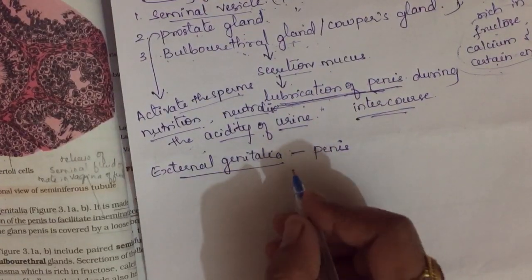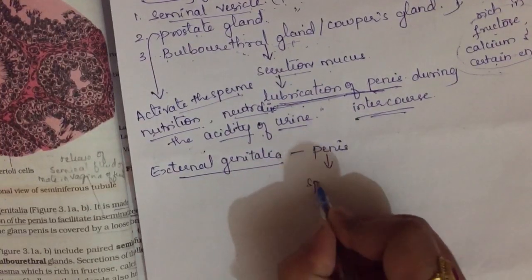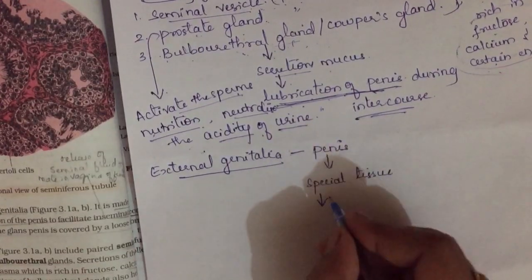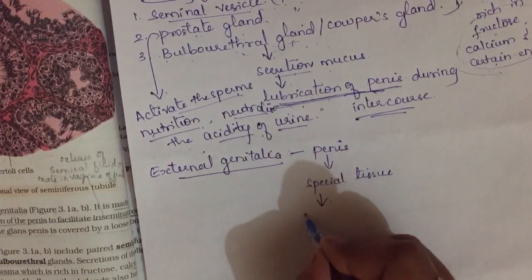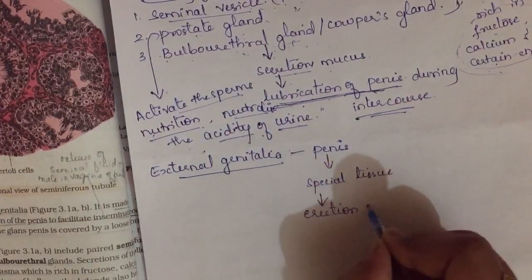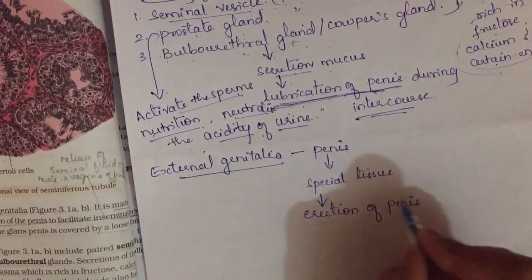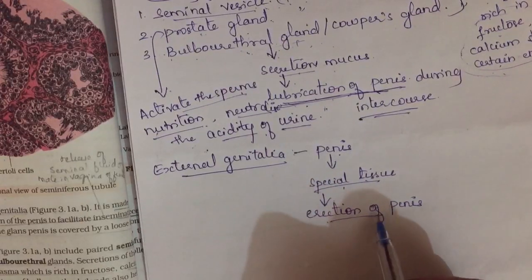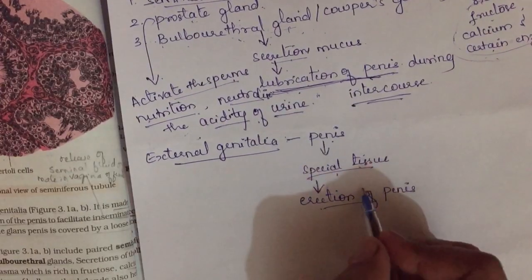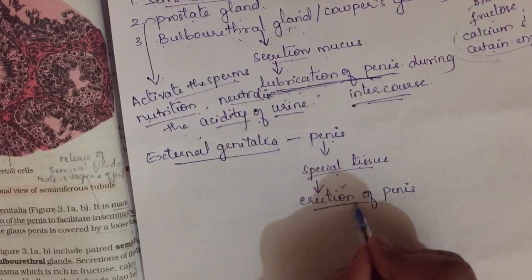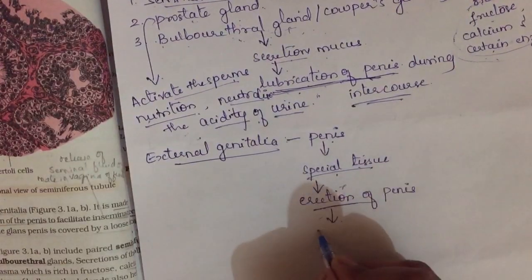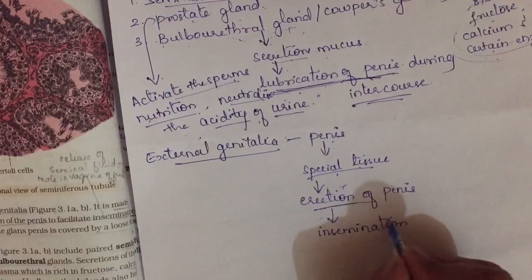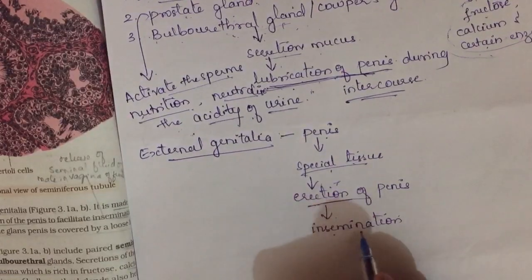Now this penis is made up of special tissue. Because of this special tissue, the penis can undergo erection. That special tissue helps in erection of the penis. Why does it have to get erected? Because it is helping for insemination.